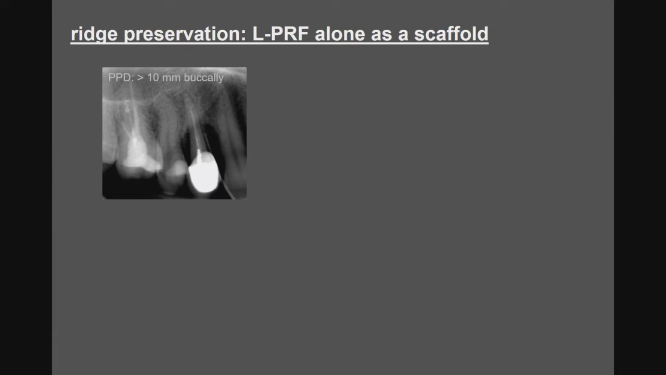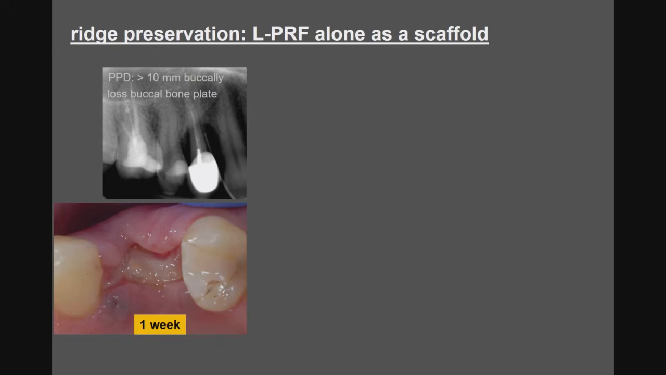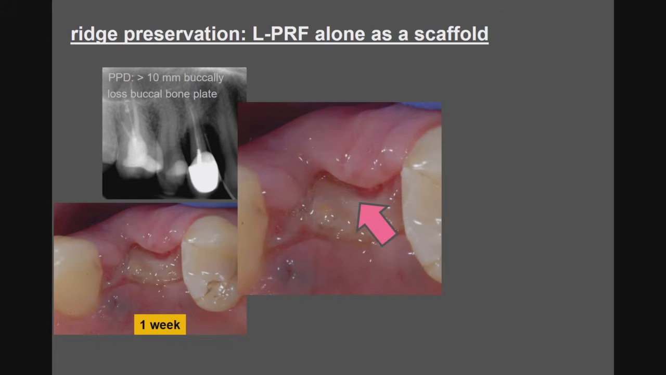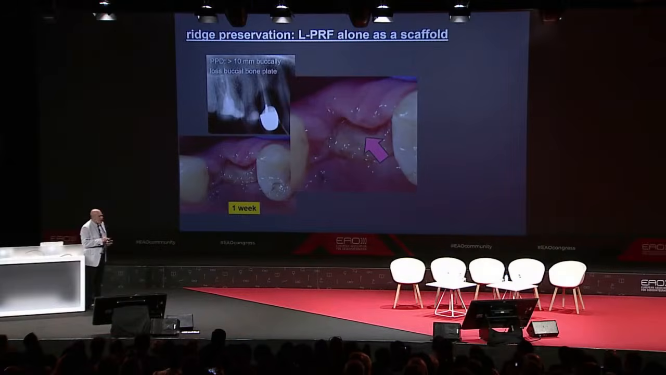Is this useful, my friends? Well, here you see a case where we have to remove the first premolar because of a quite deep pocket of 10 millimeters and more. After the extraction, we found out there was no buccal bone plate any longer. And here you see the healing after 1 week. And if you look under higher magnification, you can already see how the connective tissue is growing over these membranes. And also the color is changing because of the formation of new blood vessels.